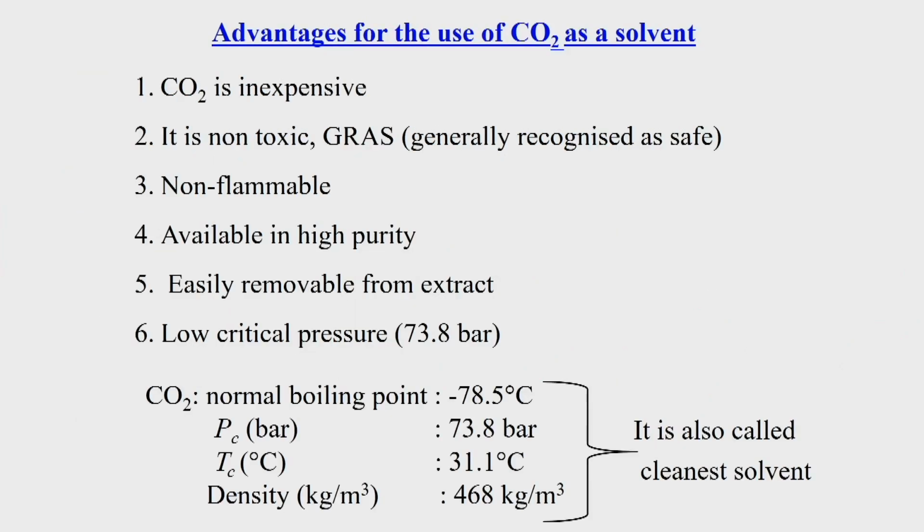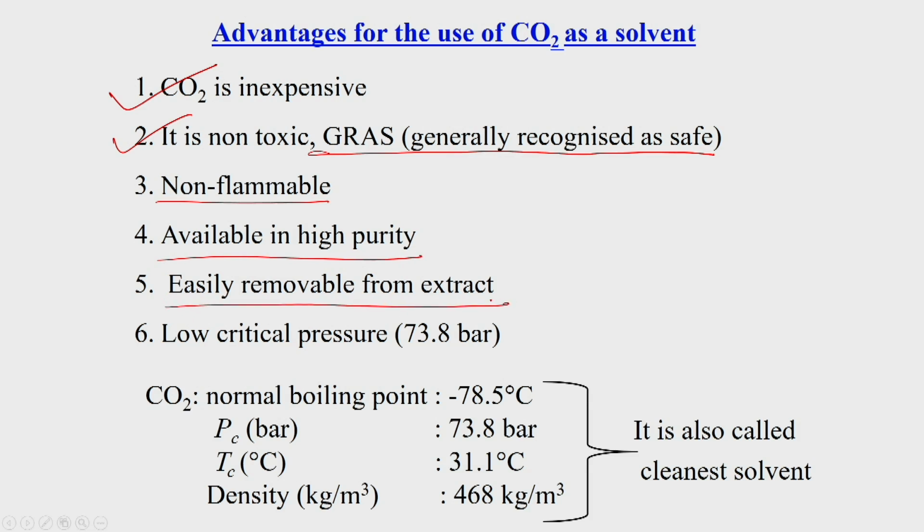So, advantages of the use of carbon dioxide as the solvent. There are so many advantages of using carbon dioxide as the solvent in supercritical fluid extraction over other solvents. Like carbon dioxide is inexpensive, non-toxic and a generally recognized as safe gas, non-flammable, available in high purity, and easily removable from the extract, because whenever it goes to this knockout drum, where the pressure is released, it can be separated very easily.